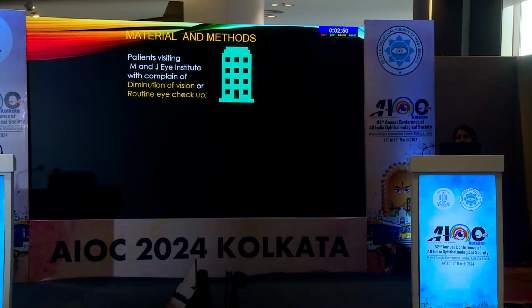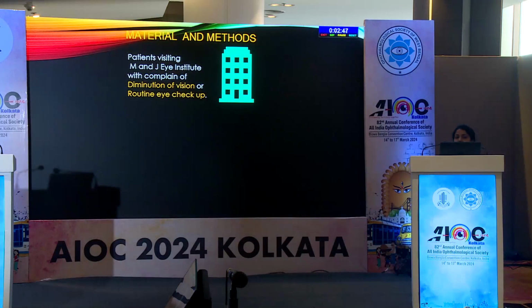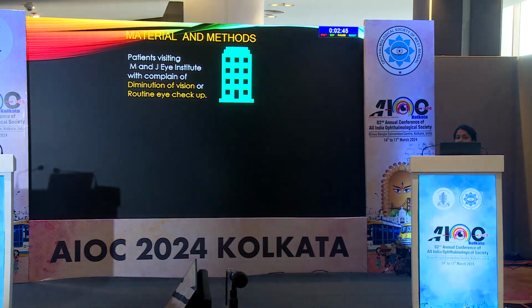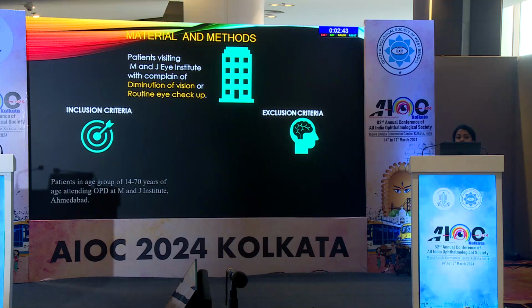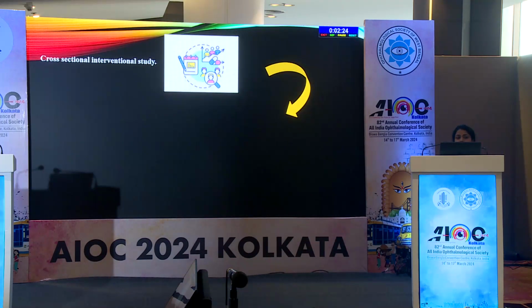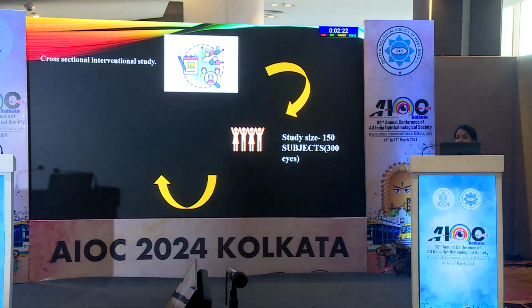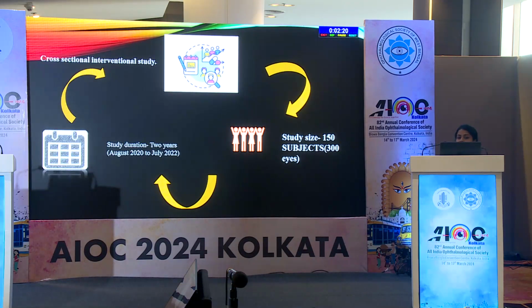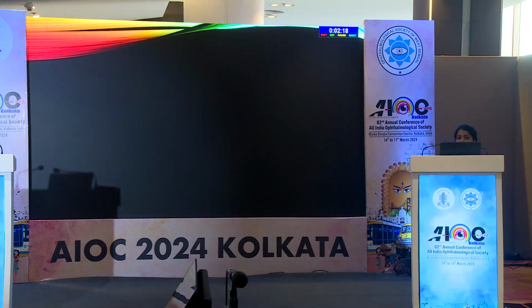Material and methods: we have taken patients visiting MNJ Eye Institute with complaint of diminution of vision or routine eye checkup. The inclusion criteria were patients in the age group of 14 to 70 years visiting the hospital. The exclusion criteria were patients with any known case of glaucoma, previous eye surgery, any corneal pathology, or a known case of drug allergy to tropicamide phenylephrine eye drops. It was a cross-sectional interventional study with 150 subjects, that is 300 eyes, and the duration was 2 years.